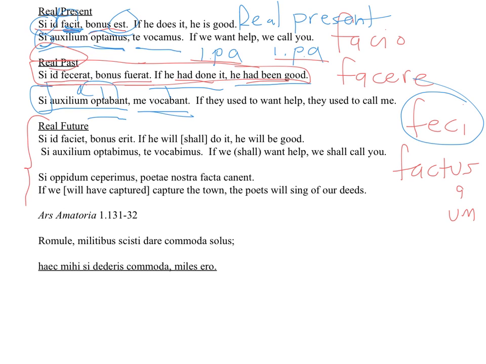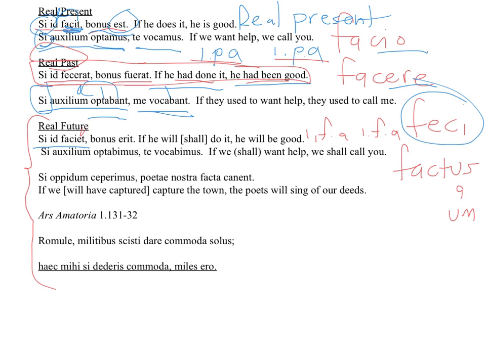Here are your two varieties of the real future. First one says, "Si id faciet, bonus erit." Since this is a third I, the future uses E. So it says, if he will do it, he will be good. That's an indicative future active followed by an indicative future active. It could have been an indicative future passive followed by an indicative future passive.